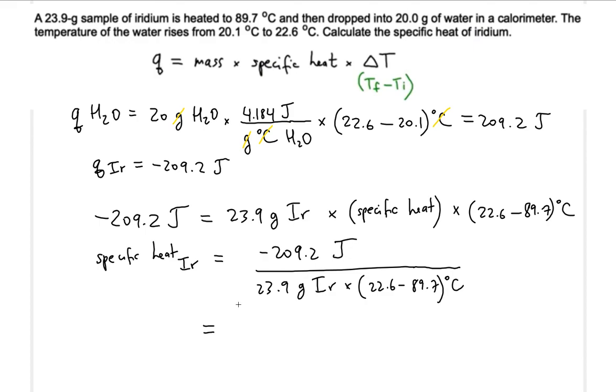If you do this correctly in your calculator, you should get this result, 0.1349152 joules per gram per degree Celsius. And if you round it, of course, you should round it to 3 significant figures, so you should get about this, per degree Celsius.